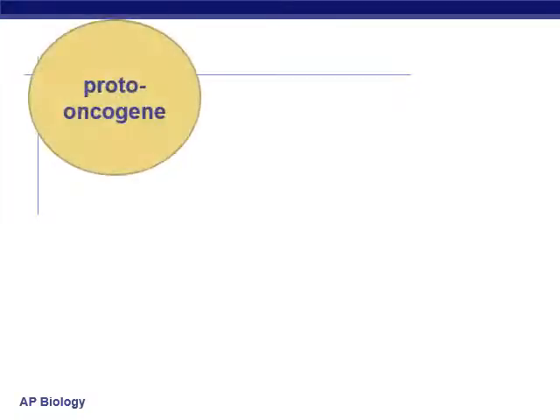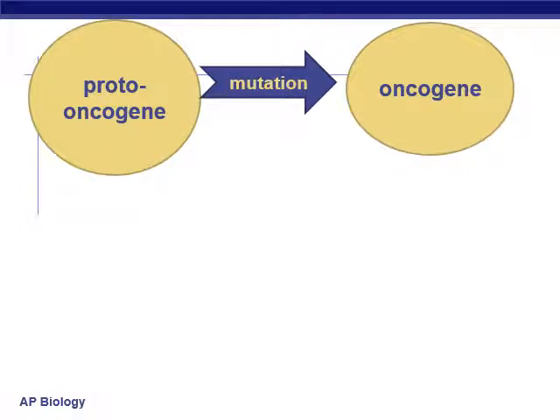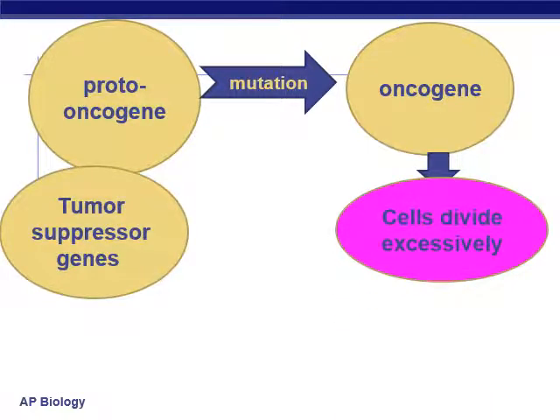A mutation can change a proto-oncogene into an oncogene. A proto-oncogene is a normal gene that promotes cell division, and when mutated it causes the cells to divide excessively. The other genes, called tumor suppressor genes, normally act to inhibit cell division. If mutated, they also cause cells to divide excessively.